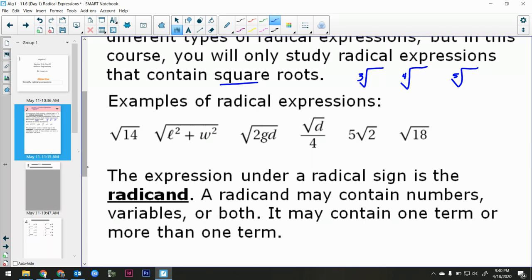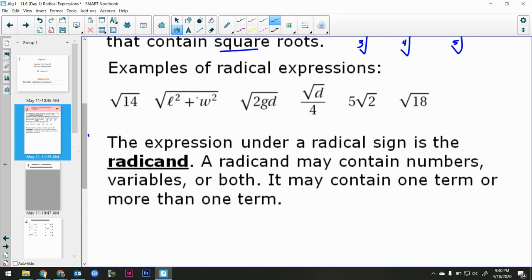Okay. Now, what's underneath the square root, what's inside the house, is called the radicand. So D is the radicand here. 2 is the radicand here. 18 is the radicand here. A radicand may contain numbers, may contain letters, may contain operations. Just depends. Okay.